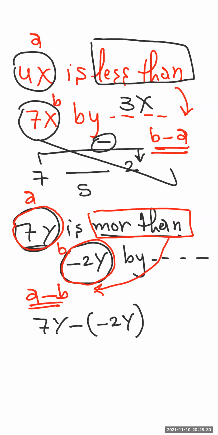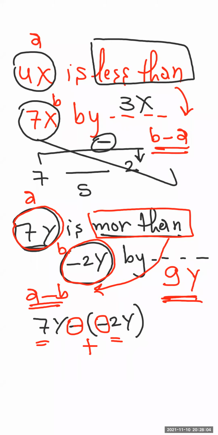Okay? So it will be 9y, sir? Very easy. So in this case, it will be 7y minus negative 2y. So now negative and negative give positive: minus and minus, so positive. 7 plus 2, so it will be 9y. Okay? Okay, great. The next part is about how to reduce the algebraic expression.